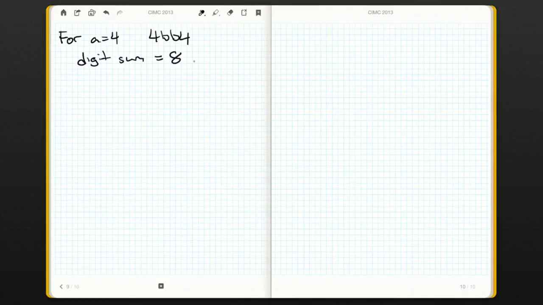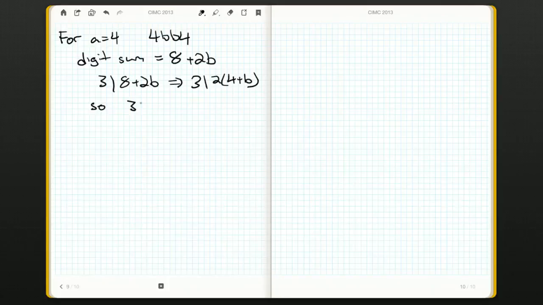Sum of the digits, so that's 4 plus 4 plus b, that's 8 plus 2b. So if 3 divides 8 plus 2b, 3 is going to have to divide 2 times 4 plus b. So 3 is going to have to divide 4 plus b. So what single digits, when we add 4 to them, give a multiple of 3?